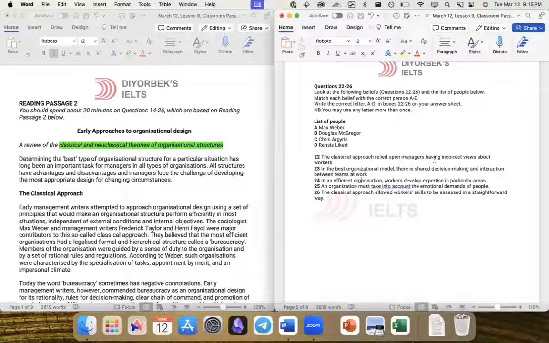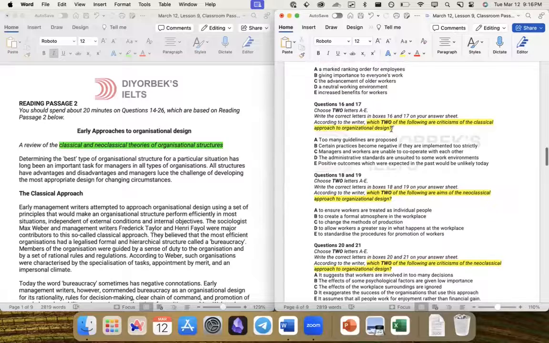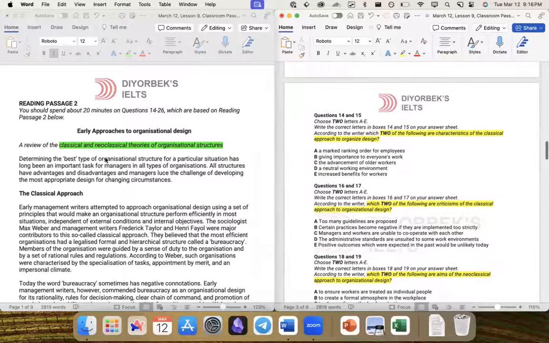The classical approach relied upon managers having incorrect views about workers. In the best organizational model, there is shared decision-making. In an efficient organization, workers develop expertise in particular areas. Expertise means knowledge. An organization must take into account emotional demands of people. And the classical approach allowed workers' skills to be assessed in a straightforward way. Straightforward means easy. As you can see, in each question I'm finding one word that I cannot potentially miss, right? So again, today's set is quite difficult, I believe. Let's see how it goes.